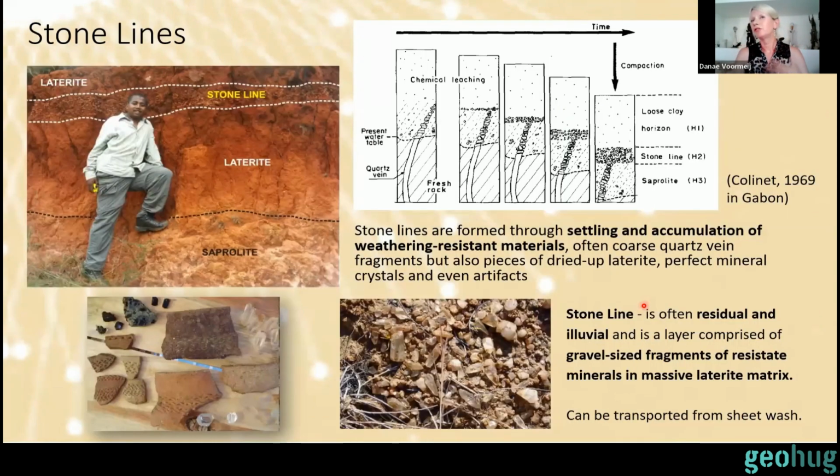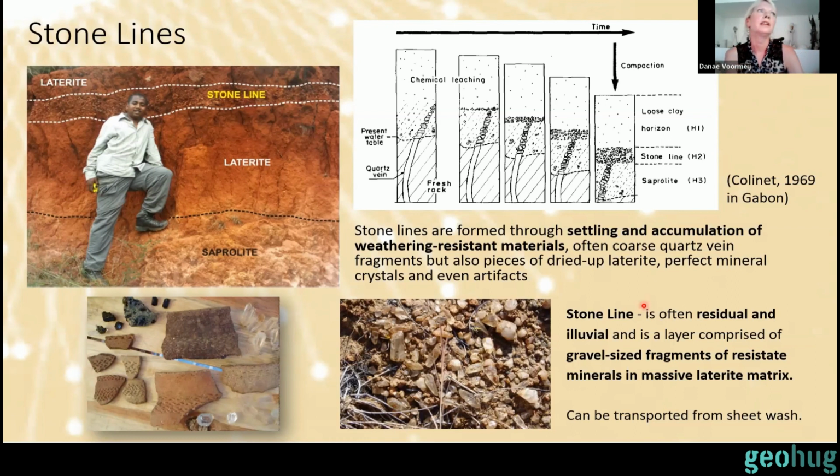Stone lines are a really interesting part of the laterite regolith and are often contested as being transported, but there's lots of evidence for them being residual. So I think they're just a bit of both. It depends on your environment.